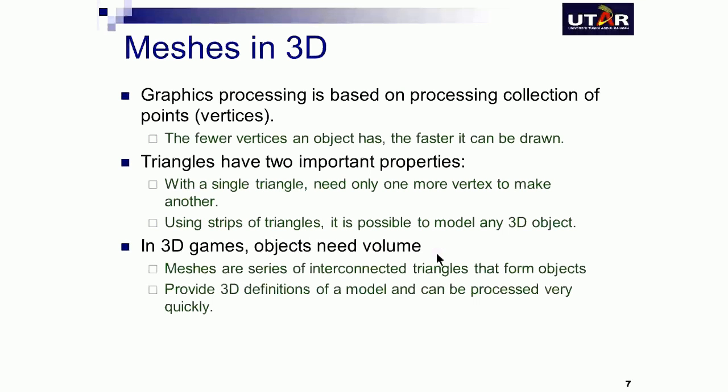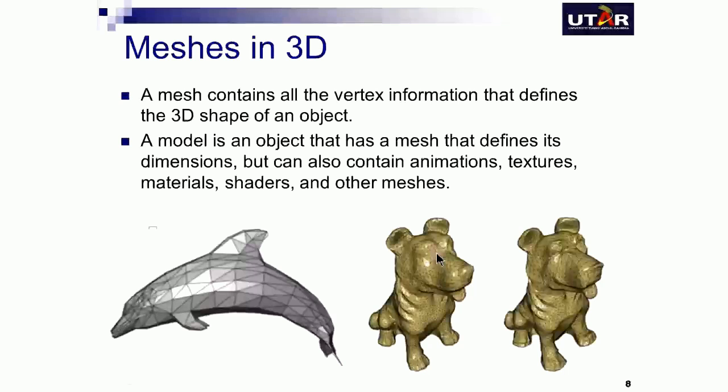So meshes are basically a series of interconnected triangles that form objects, and they provide 3D definitions of a model, and they can be processed very quickly. Here's an example of a mesh. You can see here it's very clear. In this particular situation, the mesh of the model of the dog object is more complicated, and there's also a texture applied to it as well. But you can see it's also basically a series of interconnected triangles.